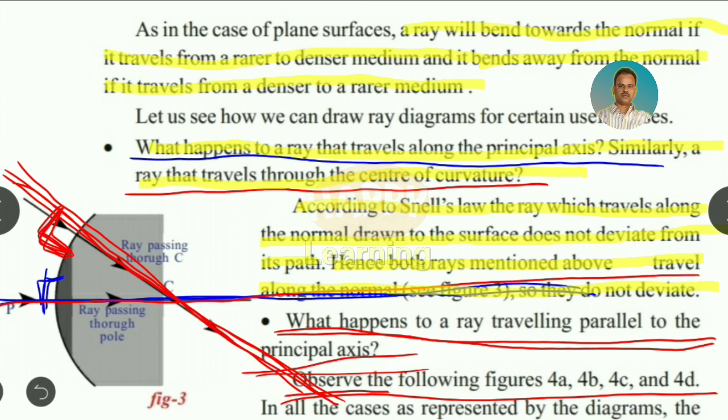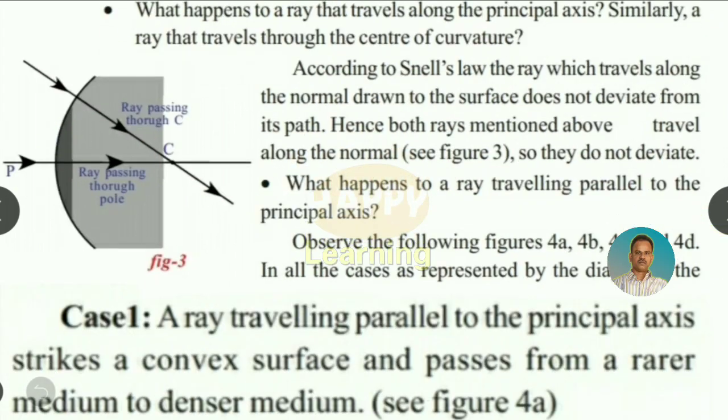Here we have discussed two rays. One is along the principal axis, another is passing through C. And we concluded that these two rays are examples of normal incidence. They won't deviate. Now our interest is what happens to the ray traveling parallel to the principal axis. Parallel to the principal axis, not along the principal axis. If a ray is parallel to the principal axis, how does it bend, how does it behave, let us see.